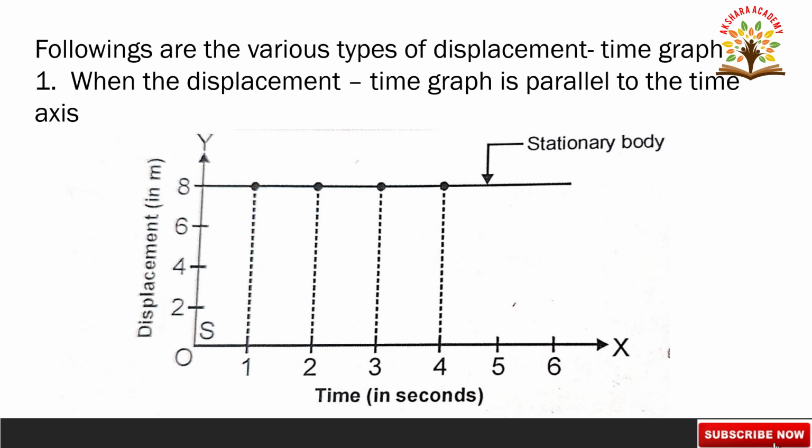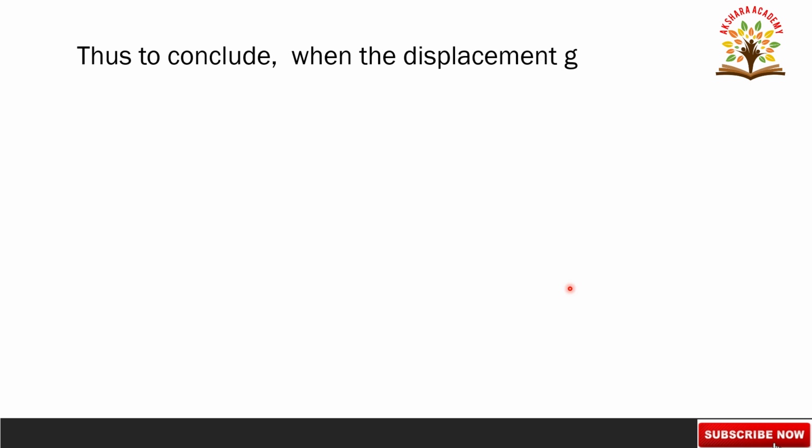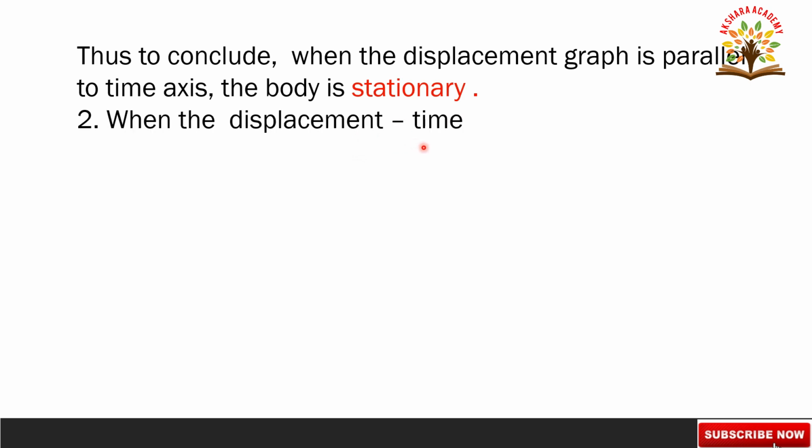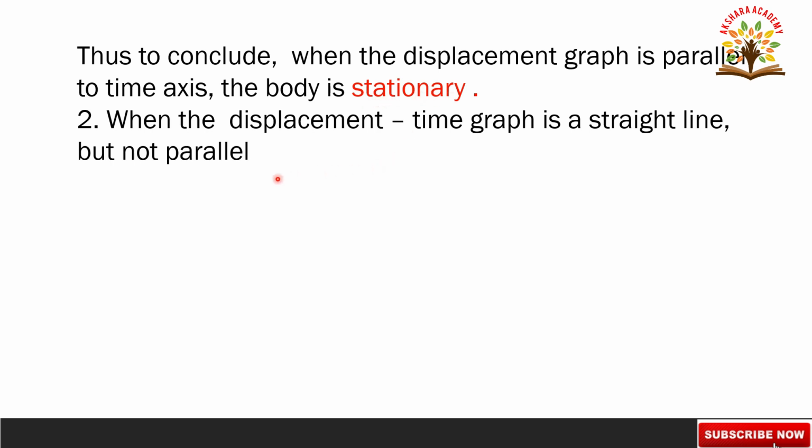Then what happens? Now let us see. The figure shows a displacement time graph parallel to the time axis. Now we conclude that when the displacement time graph is parallel to the time axis, then the body is stationary. So in the first case, when the displacement time graph is parallel to the time axis, the body is at rest or stationary. Okay, next, let us go to the second case.